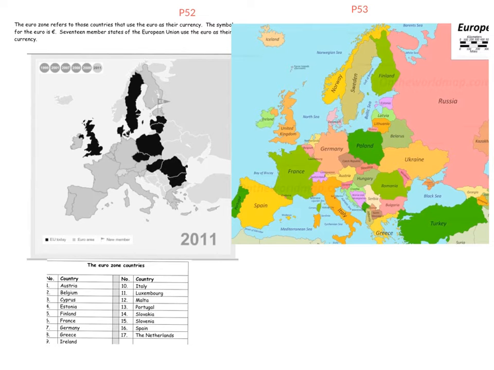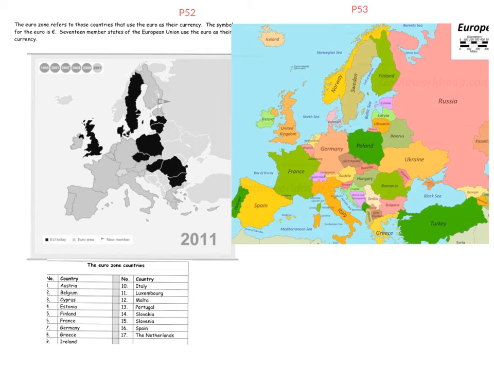Now this is page 52 and 53, and it's all about the map and marking numbers on the map or reading from the map. Basically the first part is here, we have the Europe map. What does it say? The Eurozone refers to those countries that use the euro as their currency, and the symbol is euro. As you know, 17 members use the euro as their currency, so not everyone.